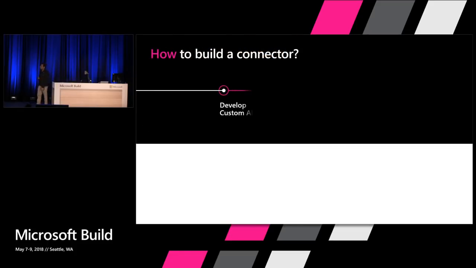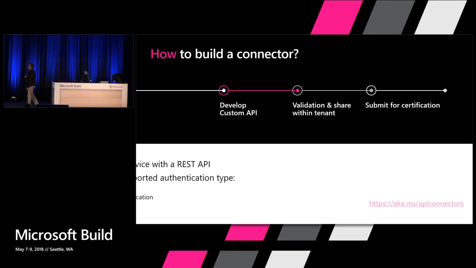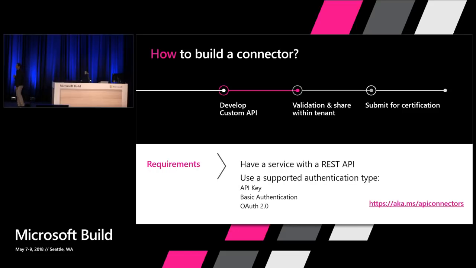So how do you build a connector? Well, the first step is to develop a custom API. You then validate it and share it within your tenant. Once it's ready for prime time, you then submit it for certification. There's a link here, aka.ms/API connectors, that you can go to understand what the requirements are and how the certification process works.